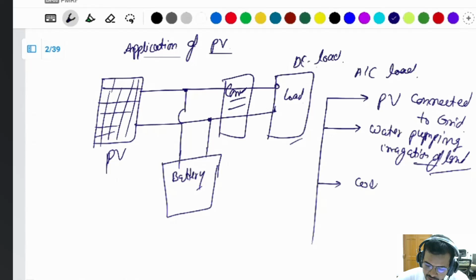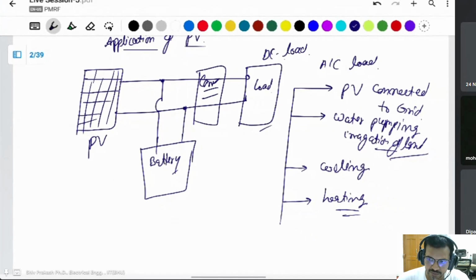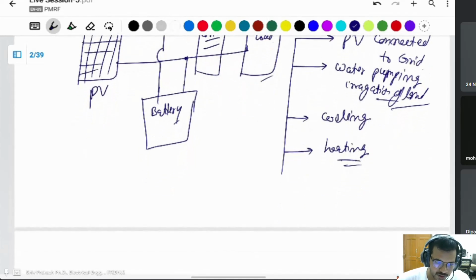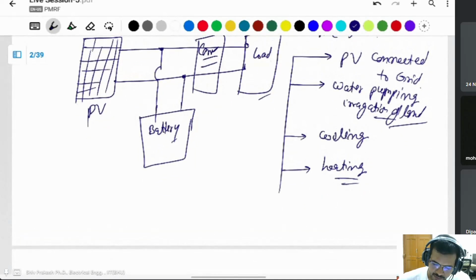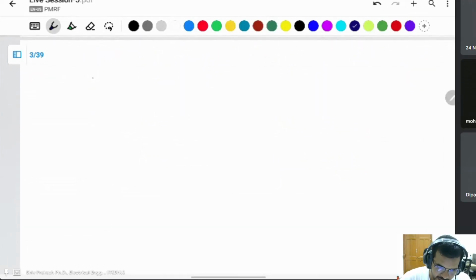Second, for cooling and heating purposes. As you know, heating is like boiling water, or for the washroom. You simply use the solar PV system to get the supply, and it will be used in daytime. But in another way, you can also give the supply to the grid.